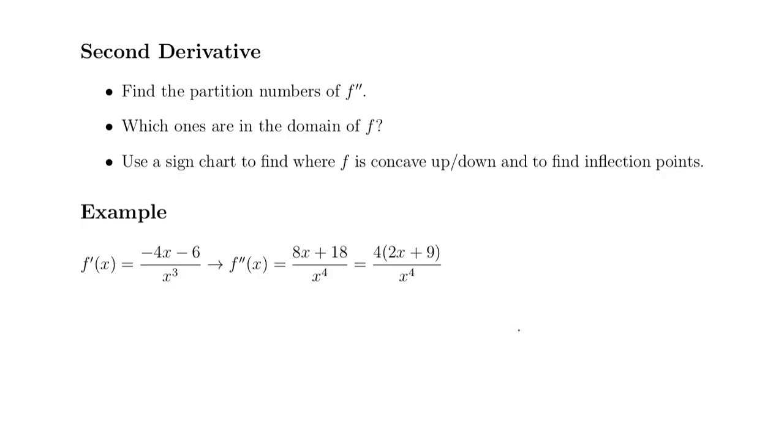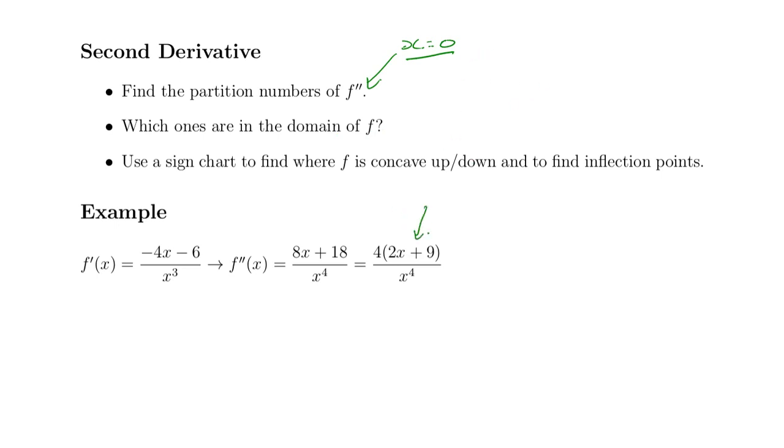All right, this is what you should look like. Again, I went and pulled out a factor here, so when we're looking at partition numbers of the second derivative, it becomes pretty easy again. Here, x equals 0 is another partition number, but warning bells are going off saying, hey, that's not in the domain of f, so that's not going to be an inflection point. It's still a vertical asymptote, so we'll keep an eye on that.